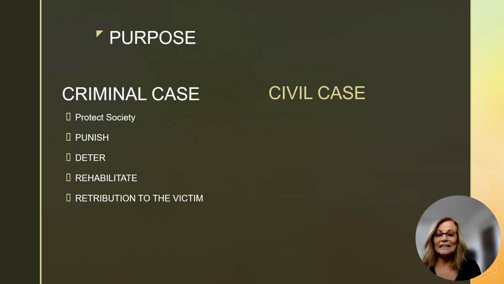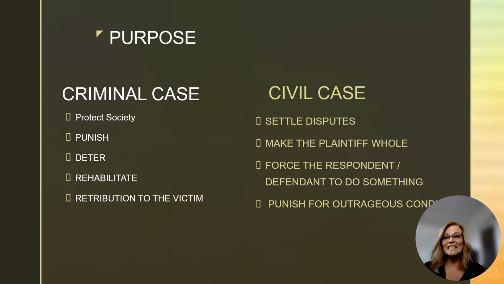In a civil case, it's to right a wrong. We're going to settle a dispute between 2 parties. We want to make the plaintiff whole. We want the person who's suing us to be able to become whole again after something's been done to them. Sometimes we want to force the respondent to do something. Get off my property. I want an injunction to get you off my property. And we sometimes punish for outrageous conduct. But civil, it's not meant to be punitive. We do it because someone's committed outrageous conduct that we need to send a message.